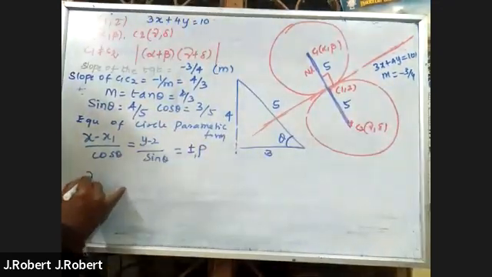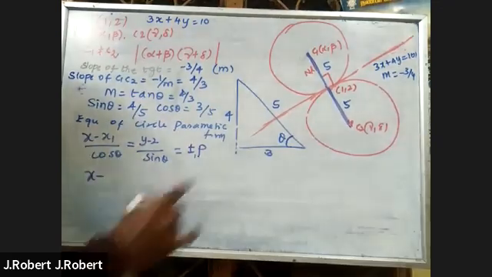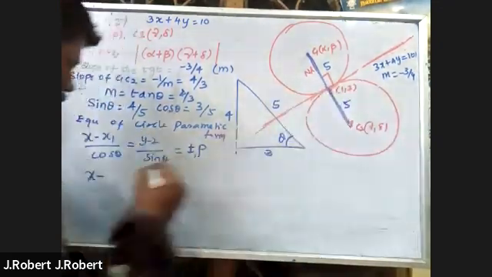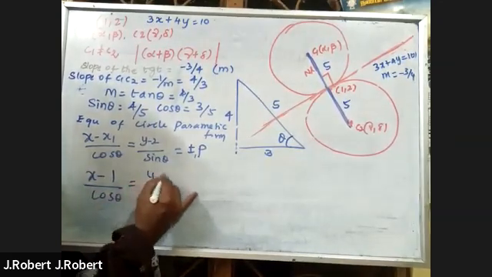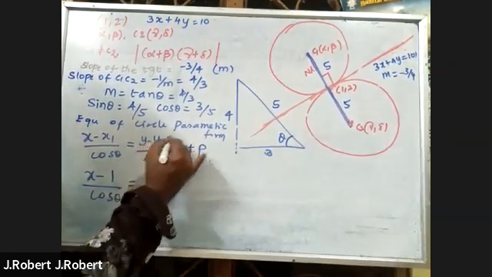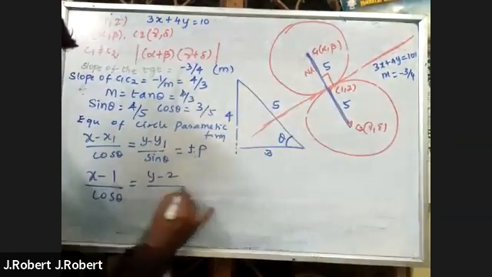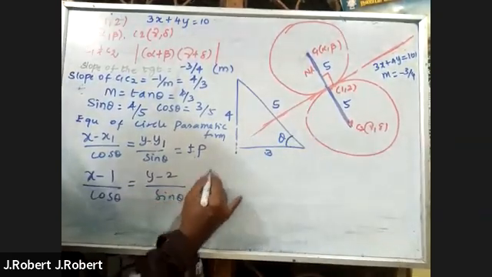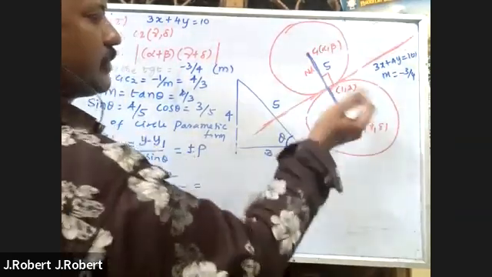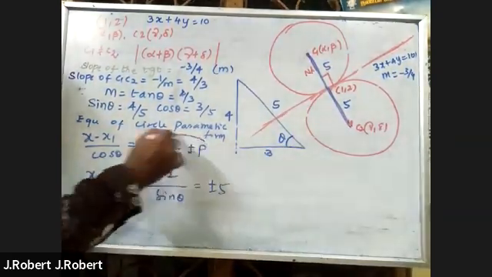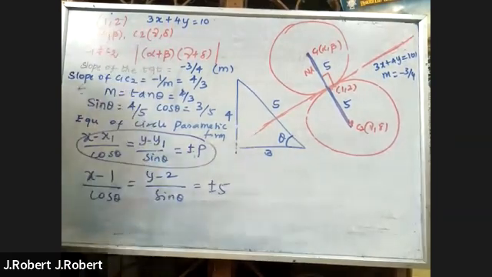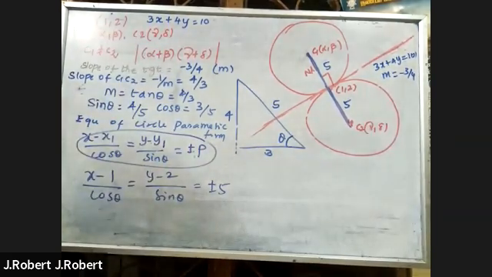So we can write this as x minus x1. Through which point does it pass? (1, 2). x minus 1 divided by cos theta equals y minus y1, sorry, y minus 2 divided by sin theta, which equals plus or minus 5. Therefore, p is equal to plus or minus p. If you just remember this formula, the problem is over.